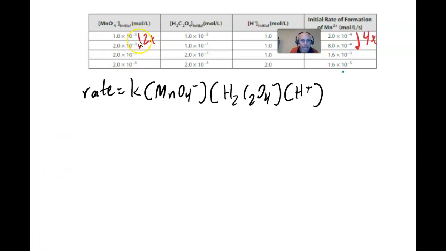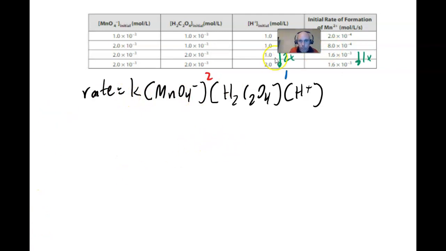For the manganate ion, I picked experiments 1 and 2 because its concentration is changing there, whereas the other ones are not. And if the concentration is doubling and the rate is quadrupling, 2 to what power is 4, it is second order with respect to manganate. For the oxalic acid, I picked experiments 2 and 3 because, again, its concentration is changing there, the other 2 are not. Its concentration is doubling from experiment 2 to 3. The rate is also doubling. It doesn't maybe look like it initially, but 1.6 times 10 to the minus 3 over 8 times 10 to the minus 4 is in fact 2. And when the concentration and rates do the same thing, that's first order. So first order with respect to oxalic acid.